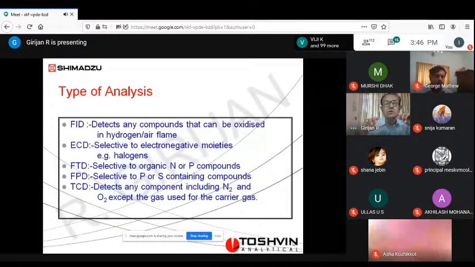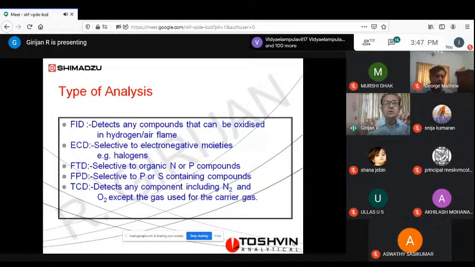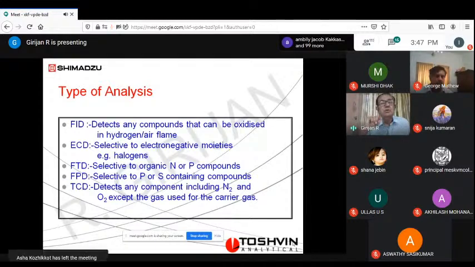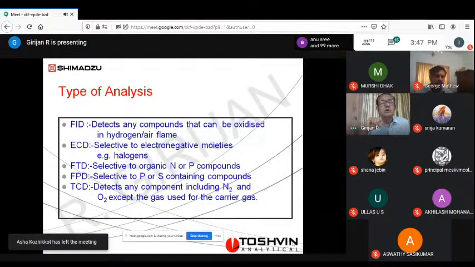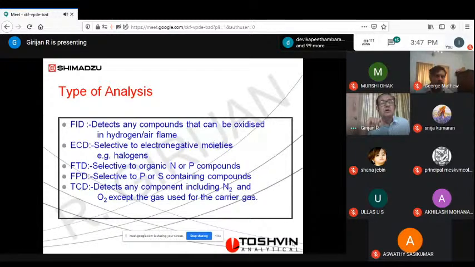Then ECD is there, but ECD is a selective detector. FID is a general detector. ECD is very selective to electronegative compounds. Electronegative compounds are samples which have a very high affinity for electrons, samples which can attract electrons. Any sample containing halogen atoms is an example of an electrophilic compound. And especially when these compounds are present in extremely low concentration, underline that, maybe ppb level or less than ppb level, then only we go for ECD. Otherwise, if they are in higher concentration, I can analyze them using FID also. But if they go to very, very trace concentrations, we use the electron capture detector.